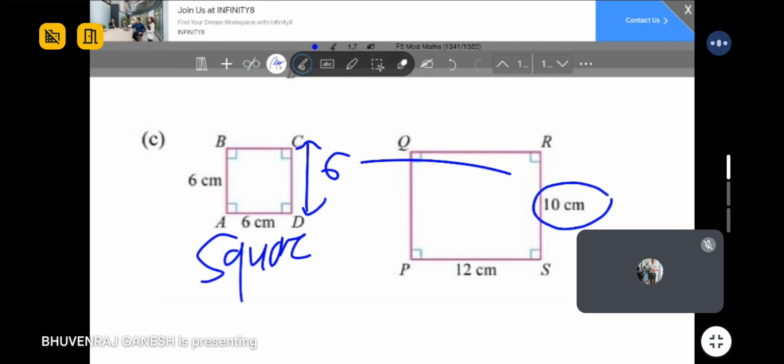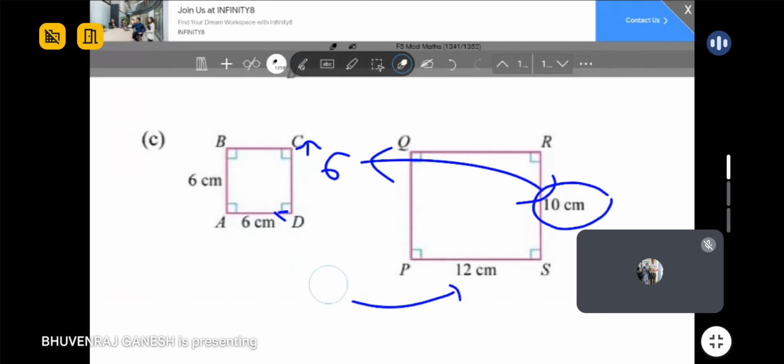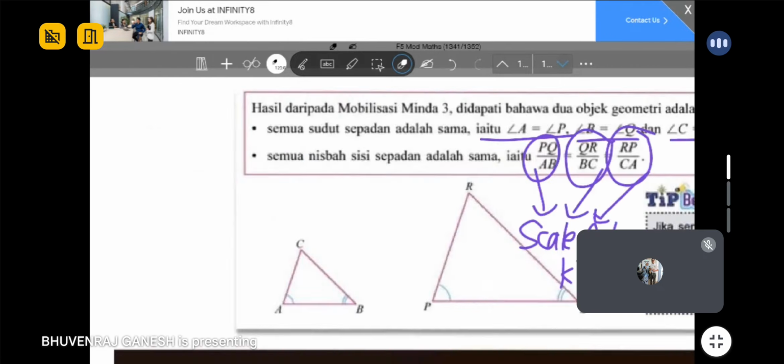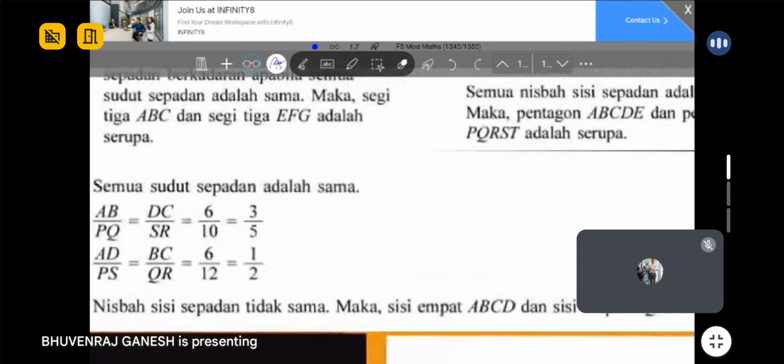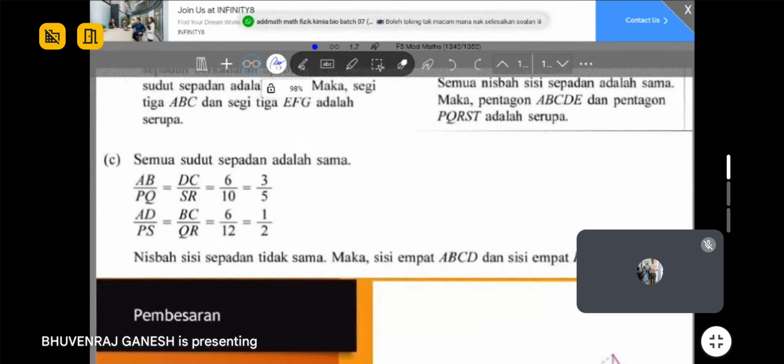So 10 and 6, compare 6 and 12. Adakah nisbah sama? Is the ratio the same? No. So that's why tak serupa, not similar. Okay? Can you all understand? So this is the reason again. You count the scale factor, faktor skala. Alright? So this one is for part C. So the ratio is not equal.